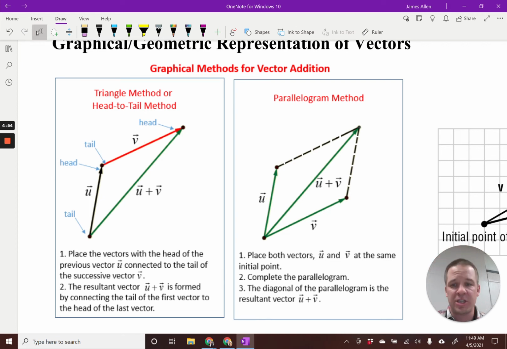So we're talking about vector addition here. Okay, so we can add vectors. You can add, subtract, multiply, all that good stuff with vectors here. So we're going to look at addition, and we got a couple different methods here.